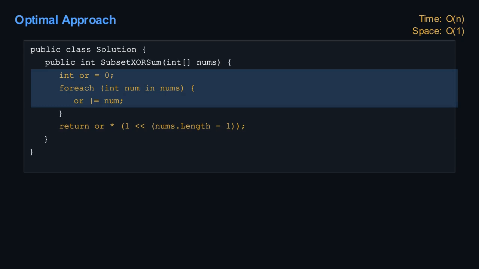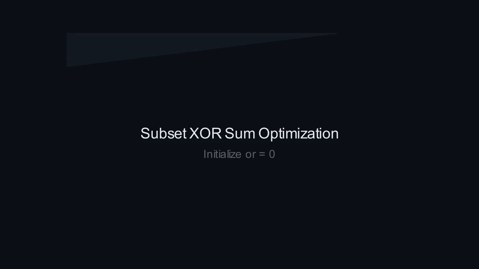Since there are 2 to the power of n total subsets, half of them is 2 to the power of n minus 1. Therefore, the total sum is simply the bitwise OR of all numbers, multiplied by 2 to the power of n minus 1. Let's trace this with the example array, 1, 3. First, we calculate the bitwise OR of all numbers, 1 OR 3. 1 in binary is 0 1, 3 is 1 1. 0 1 OR 1 1 gives us 1 1, which is 3.